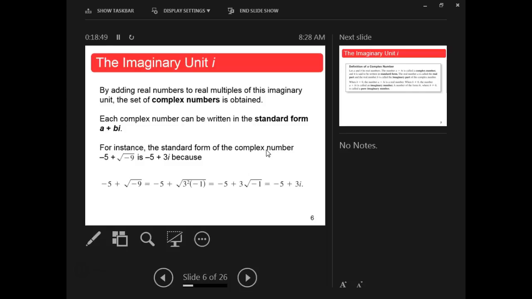And what's the square root of 9? 3, so this becomes negative 5 plus 3i. Okay? And they just showed you how to do that. They put this 3 squared in front and negative 1 over there, and the square root of 3 squared. They didn't break this up like I would have. This would be 3i. Okay. Negative 5 plus 3i. Okay.